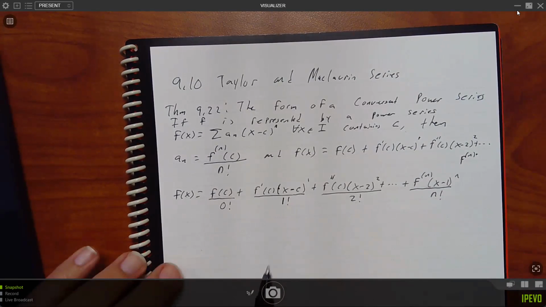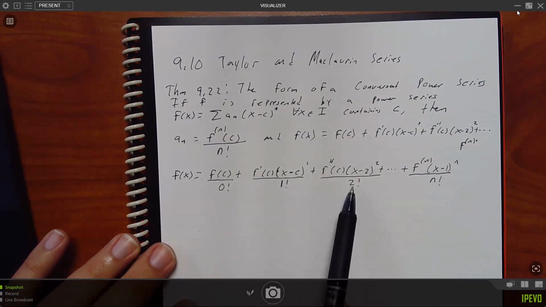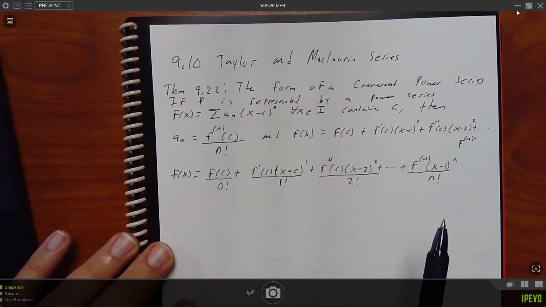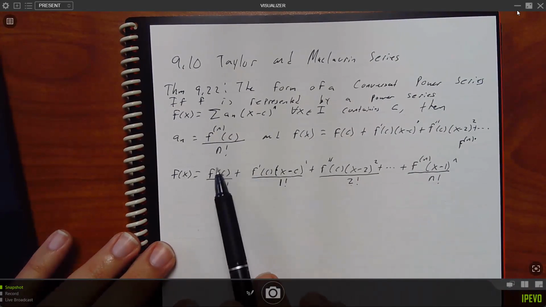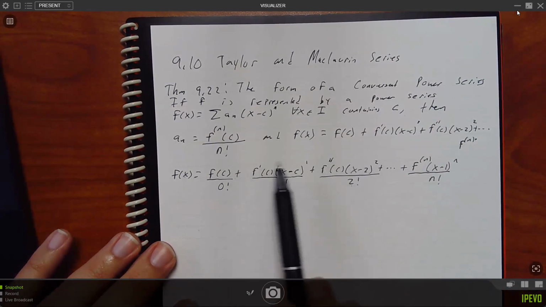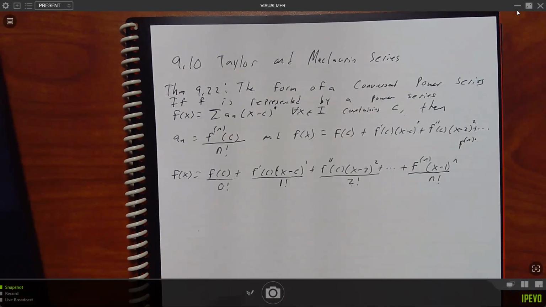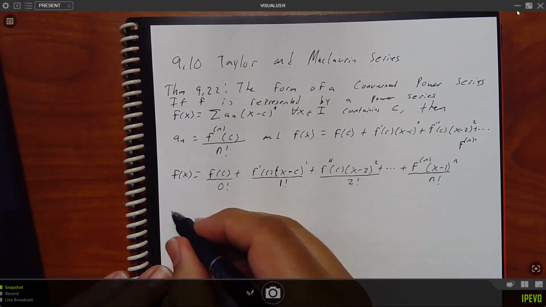So this is the pattern that you should see, right? 0, 1, 2, n factorial. 0 derivatives, 1 derivative, 2 derivatives, 0 power, 1 power, 2 power, nth power. That's the pattern. So we're going to use this in a little bit. Let me give some more definitions though.